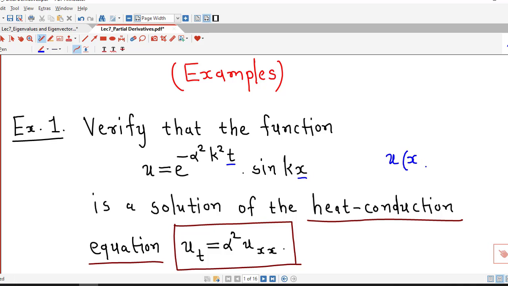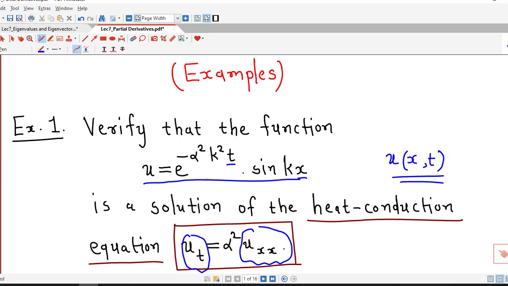So u is a function of t and x variables, so we can talk about partial derivatives of u with respect to x and t. So we have to show that this function u is a solution of this equation known as heat conduction equation del u by del t equal to alpha square del square u by del x square. We know that u is a solution of this equation if it satisfies this equation. So we have to calculate del u by del t and del square u by del x square, and we have to check whether del u by del t is exactly equal to alpha square times del square u by del x square or not.